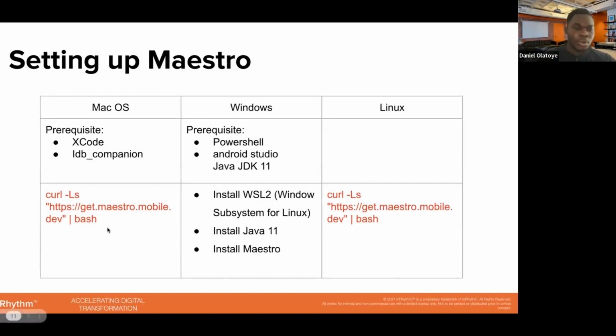So to get Maestro up and running on macOS, what you need to do is run this command, and you can access Maestro on your terminal. Then on a Windows machine, you need PowerShell, Android Studio, and your Java JDK 11. Then the installation process is to install your WSL2, your Windows Subsystem for Linux. Also install your Java 11, then install Maestro itself. For Linux, you just need your machine basically. Then in your terminal, you launch this command, and you can access Maestro in your command line.